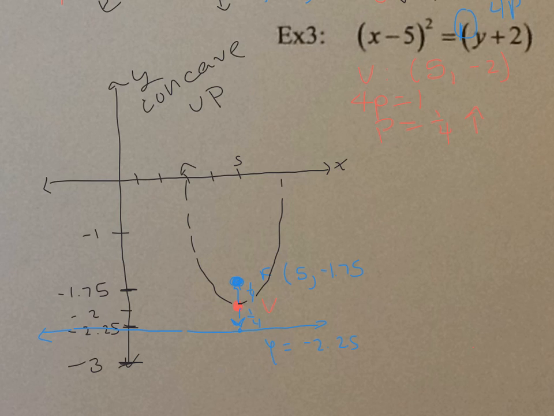Now let's just write that up. Focus is (5, -1.75). Squeeze that in there. And the directrix is y is equal to -2.25.